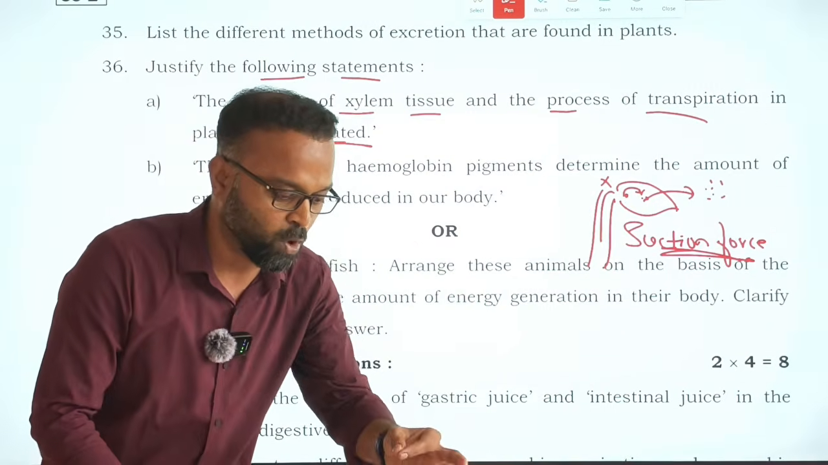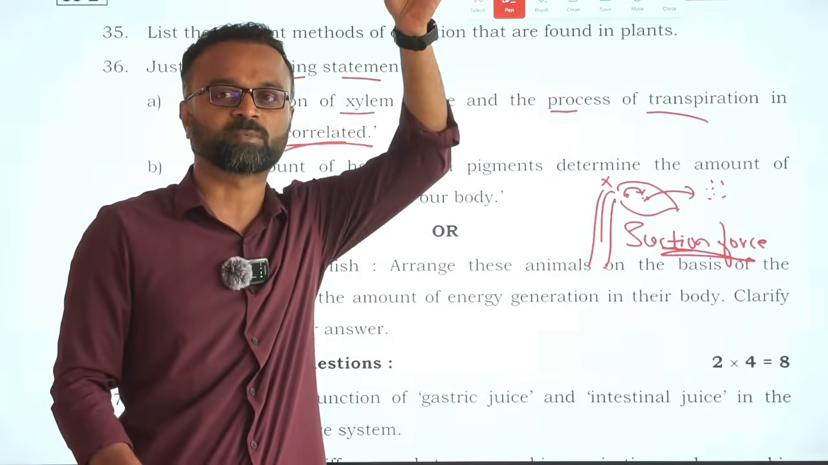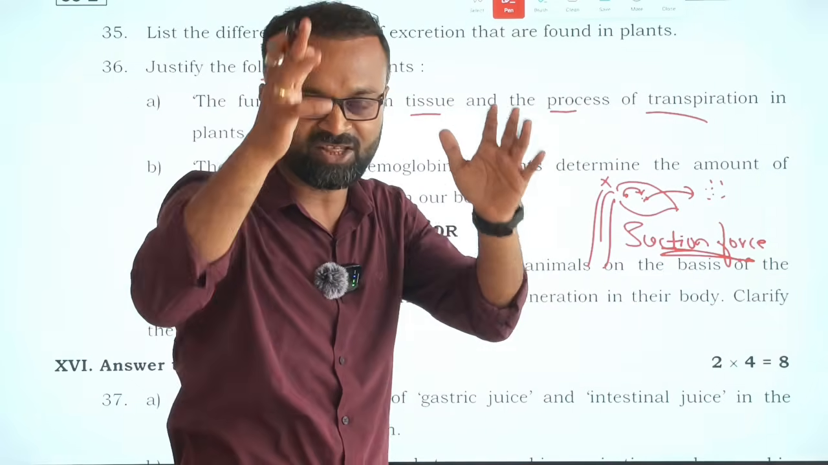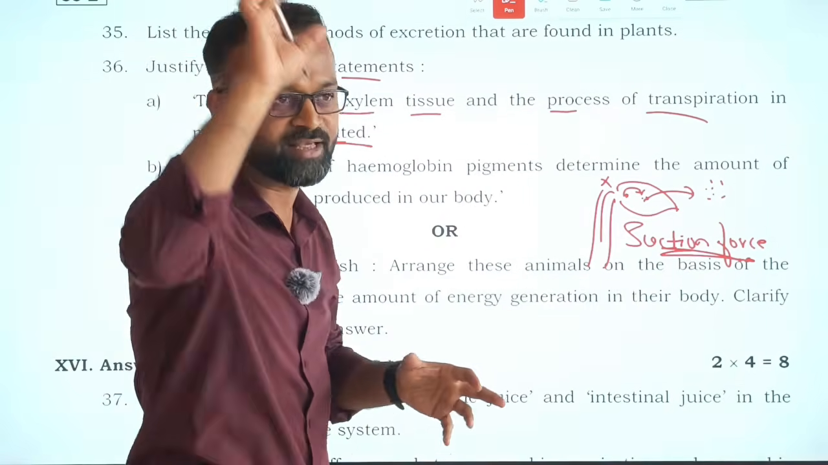If the xylem wants to transport water from the roots to all the parts of the body, it happens only when transpiration occurs. Remember, transpiration creates the suction pull inside the xylem tissue.